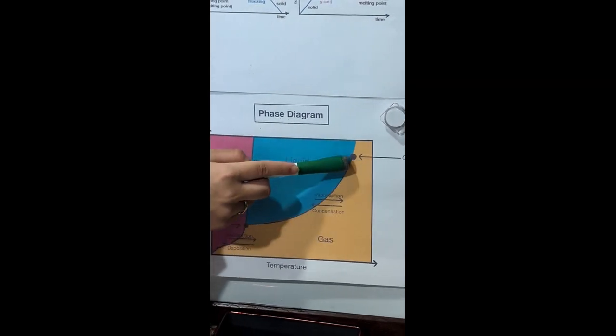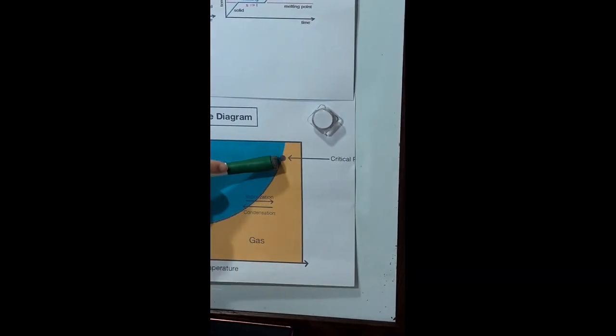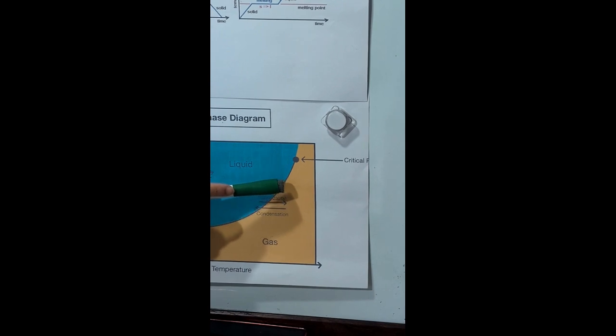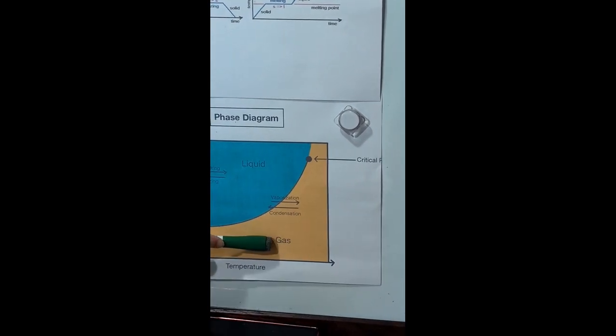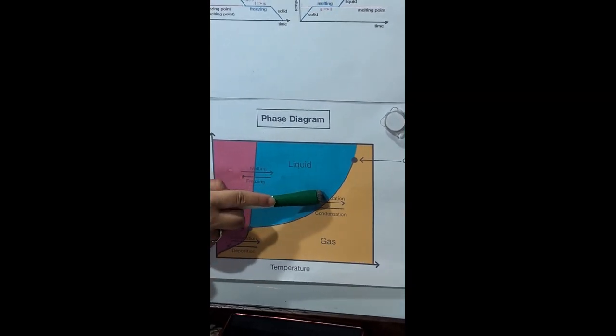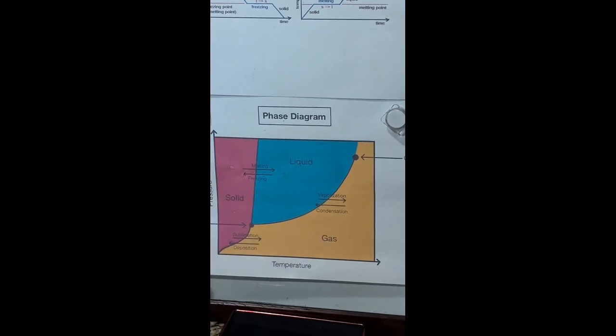The critical point is located at the end of the liquid and gas boundary. At this point, the distinction between liquid and gas disappears. The substance becomes a supercritical fluid.